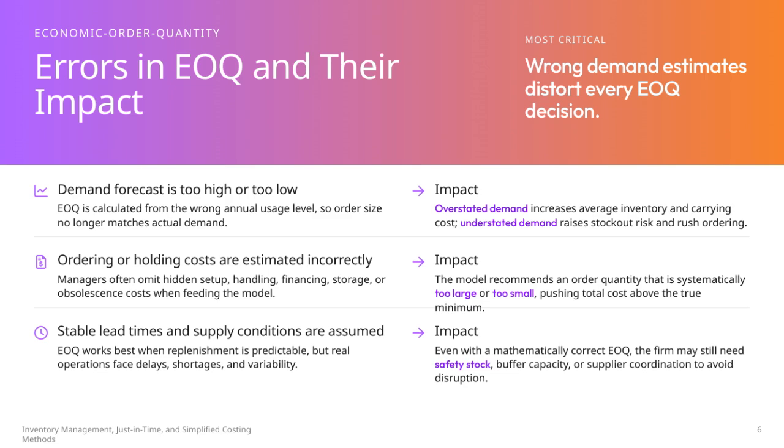Finally, EOQ assumes stable lead times and supply conditions. It works best when replenishment is predictable, but in reality, delays, shortages, and variability happen. Even with a mathematically correct EOQ, companies often need to maintain safety stock, buffer capacity, or coordinate closely with suppliers to prevent disruptions. Understanding these errors and their impacts is essential to managing inventory effectively and keeping costs under control.